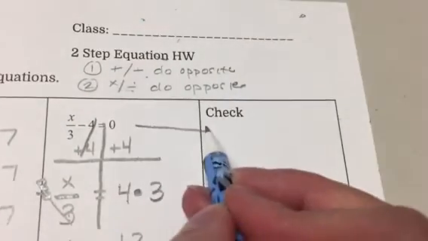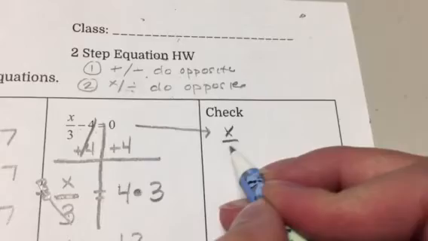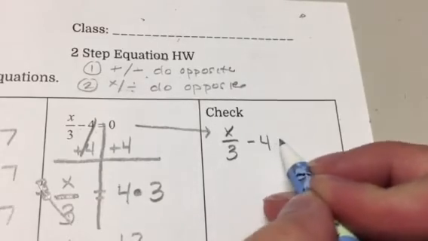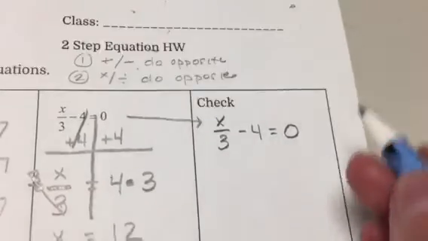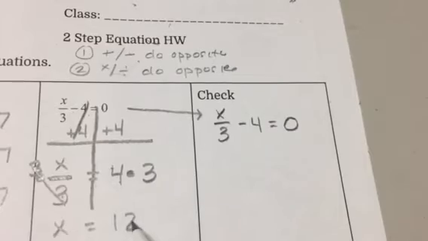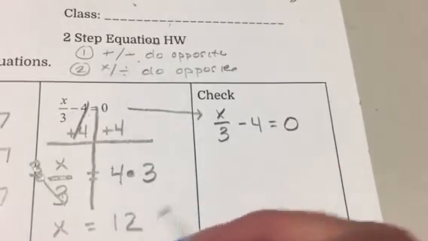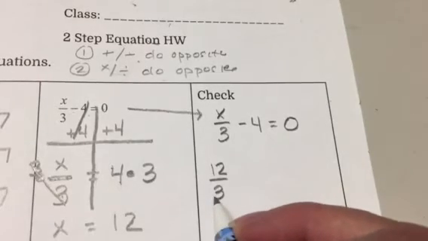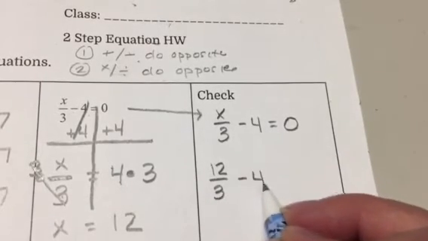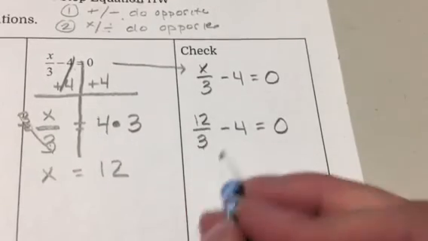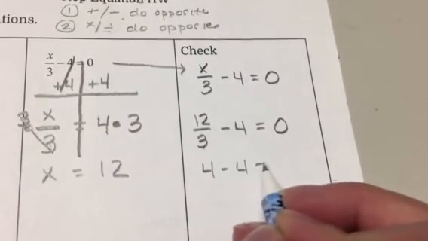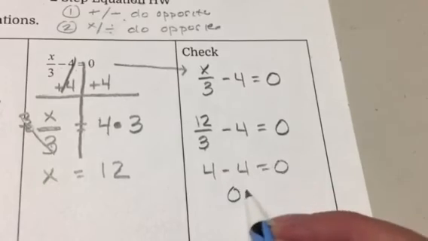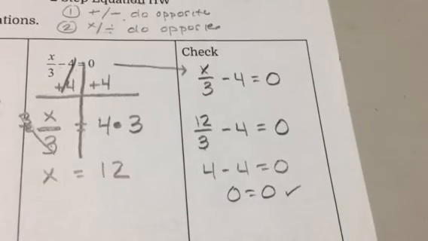So now I'm going to rewrite my equation, x divided by 3 minus 4 equals 0. And I'm going to substitute in my 12 to see if I got the right answer. So in place of x, I'm going to say 12 divided by 3 minus 4 should be 0. Well, 12 divided by 3 is 4, and 4 minus 4 is 0, so it checks.